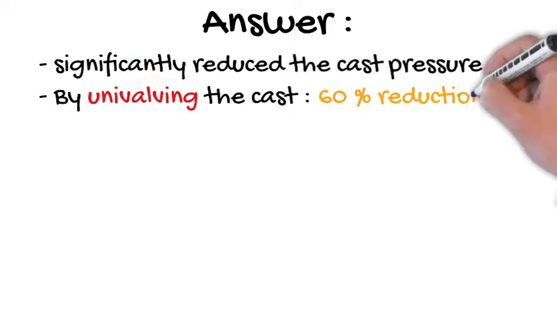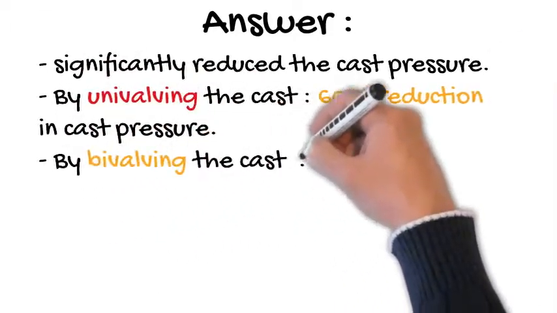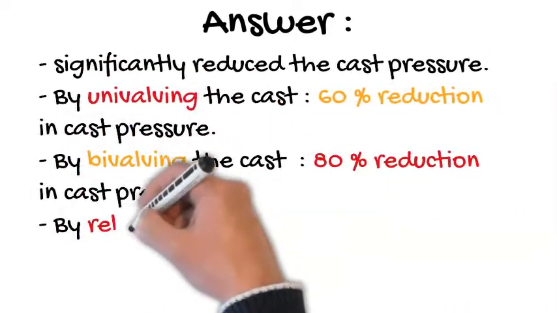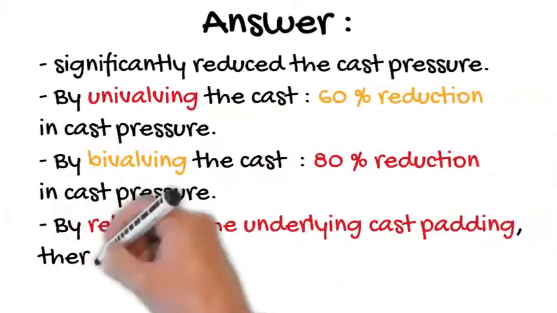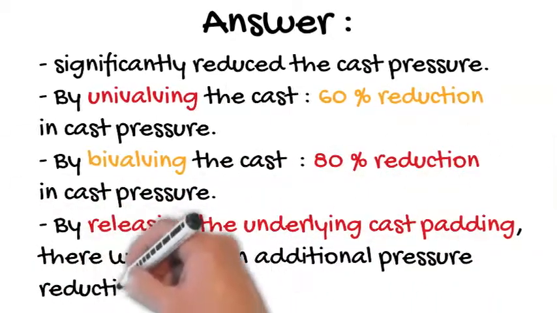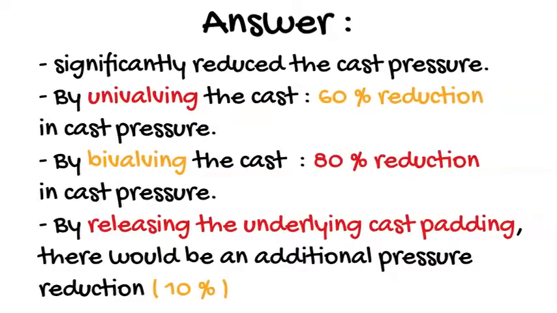by valving a long arm cast or above-elbow plaster of Paris, it significantly reduces the cast pressure. By univalving the cast, it can produce a 60% reduction in cast pressure. By bivalving the cast, there would be around 80% reduction in cast pressure. By releasing the underlying cast padding, it produces an additional pressure reduction of around 10%.